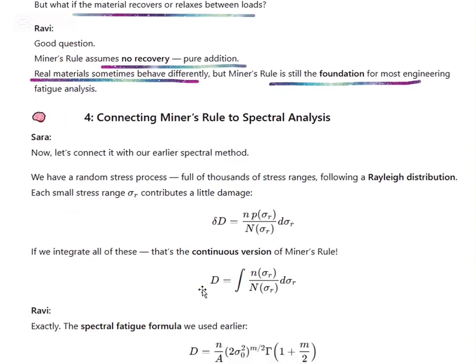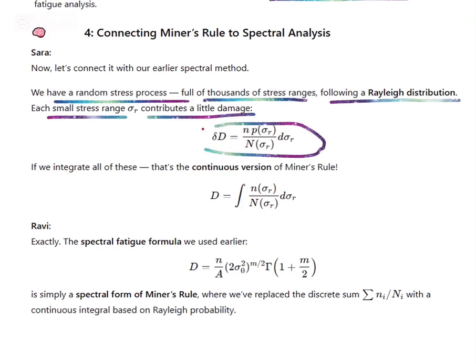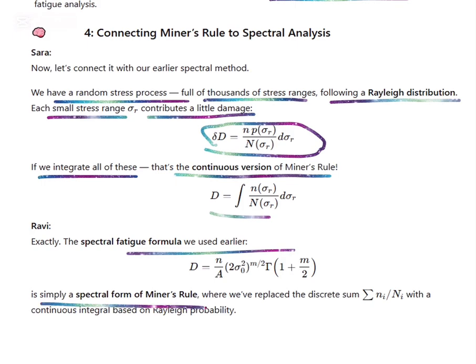Connection between Miner's rule and spectral analysis. Now let's connect it with our earlier spectral method. We have a random stress process full of thousands of stress ranges following a Rayleigh distribution. Each small stress range contributes a little damage. If we integrate all those, that's the continuous version of Miner's rule. The spectral fatigue formula used earlier is simply a spectral form of Miner's rule. We have replaced the discrete sum with a continuous integral based on the Rayleigh probability.